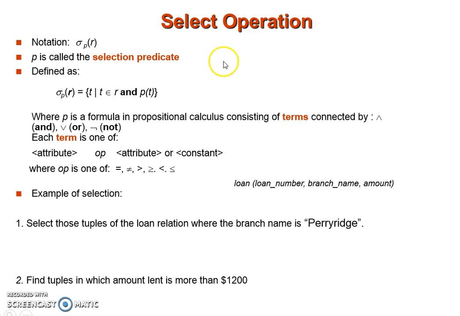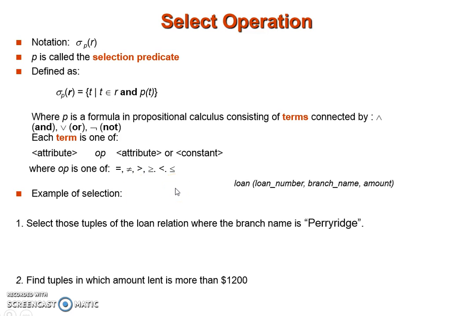First up is the select operation. The notation used for select is sigma, predicate p, and the relation r. P is called the selection predicate, and the select operation is defined as the set of tuples t such that t belongs to R and the predicate holds for t, where P is a formula in propositional calculus consisting of terms connected by and, or and not operators. Each term consists of attribute, operator, attribute or attribute, operator, constant. We will see an example of this.